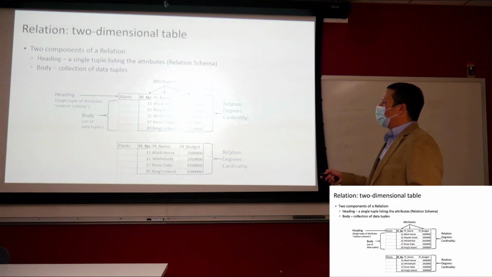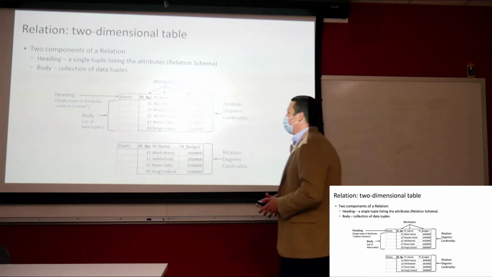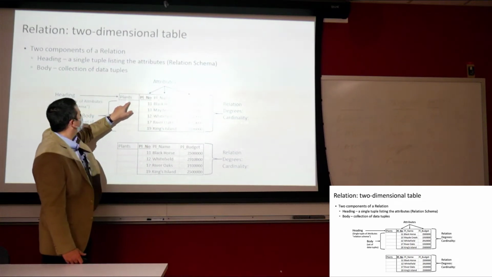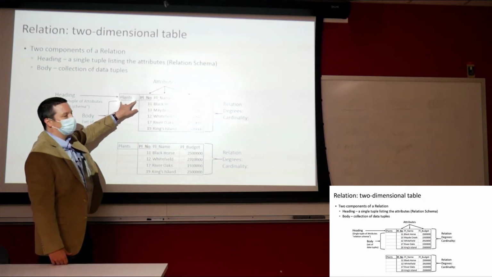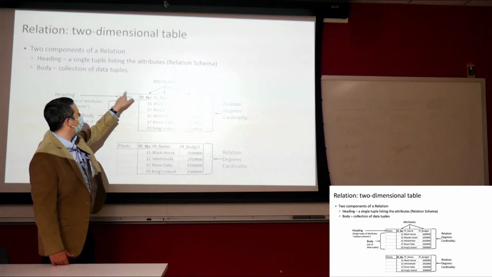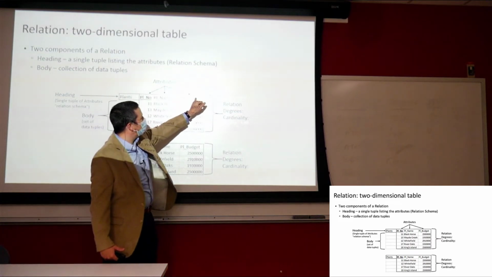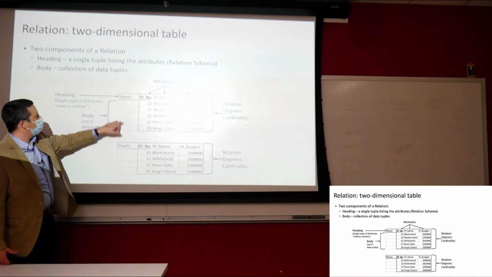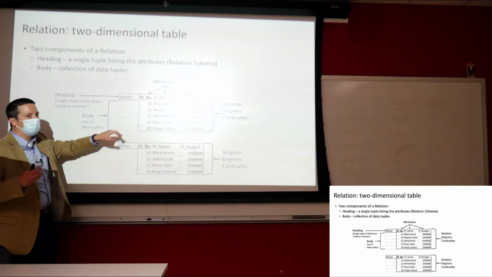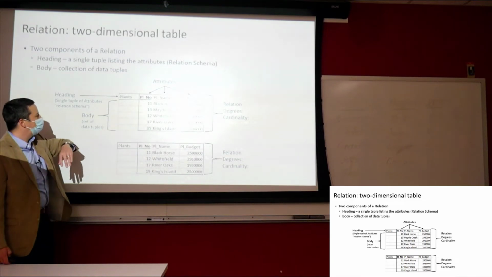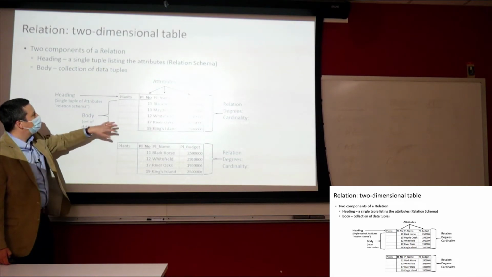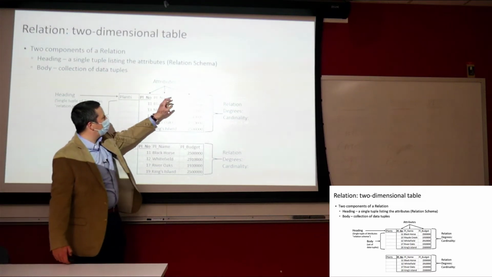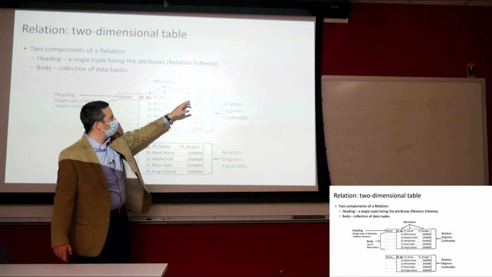So our relation is made up of a heading, which is the very first tuple at the top here. This is also known as the schema of our relation. So we have the name of our relation, and then all of the attributes that make up this relation. And then the relation also has a body, which is just a set of all the other tuples that contain our data values. So in this case, we have this relation called plants that has these three attributes: plant number, plant name, and budget.